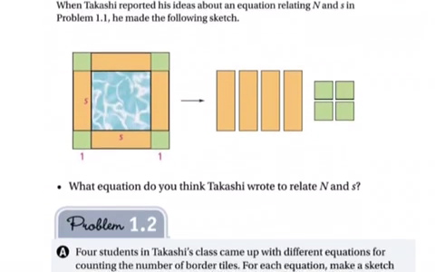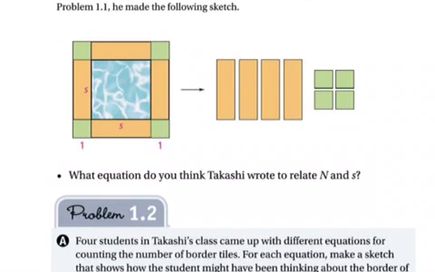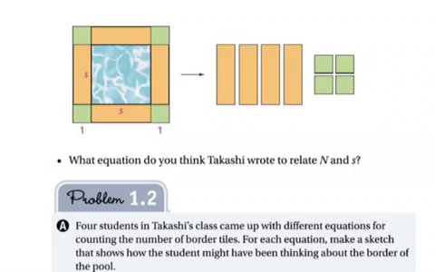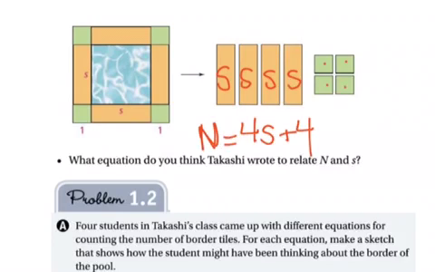Okay, so he kind of visualized the pool as needing 4 groups of S tiles and his four corners. He visualized the parts individually to help him write an equation that would relate n number of tiles to the side length of the pool. So when I look at this, I think about how he thought the number of tiles would be equal to 4 S's. So I'm just going to show 4 groups of S plus 4 individual tiles, so plus 4.